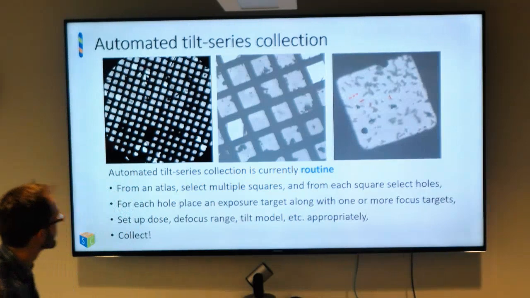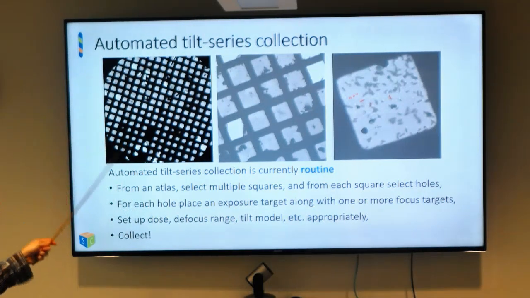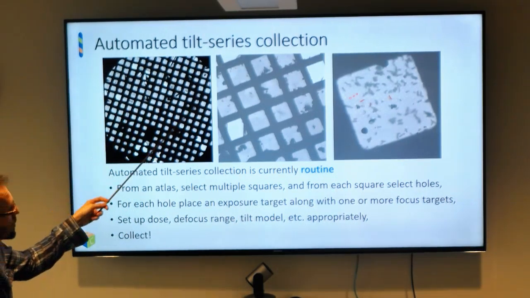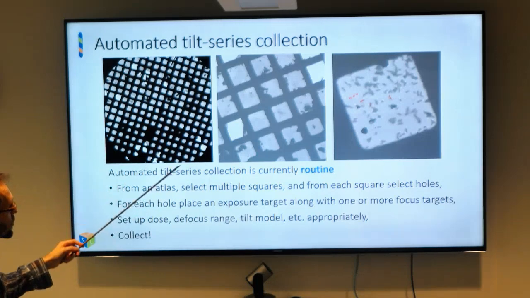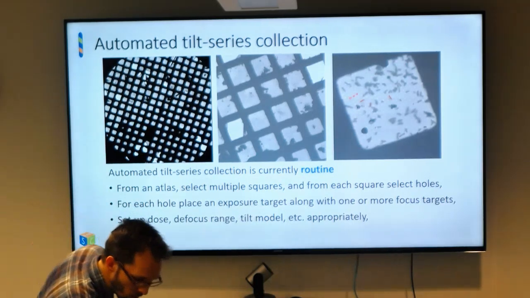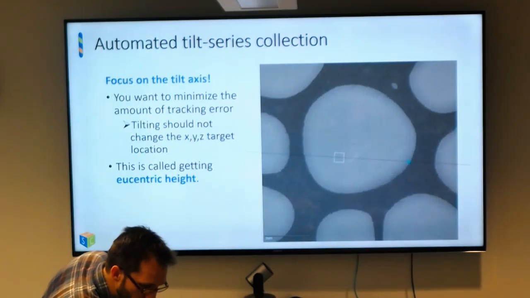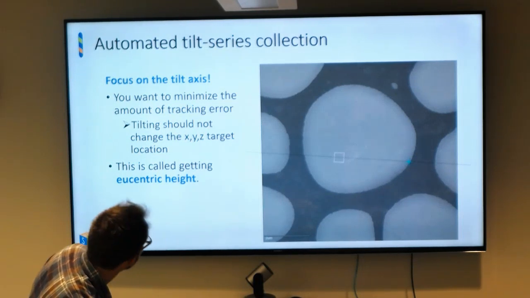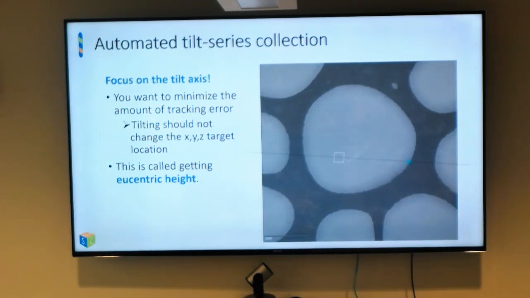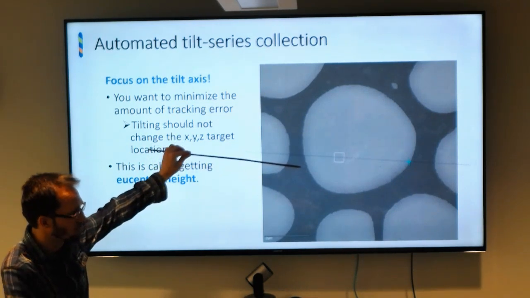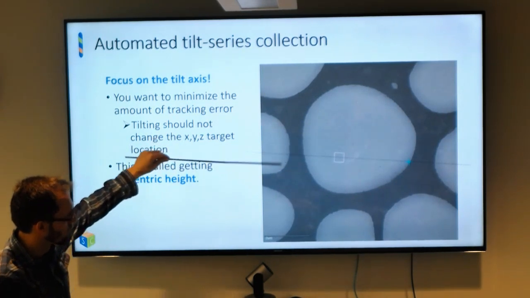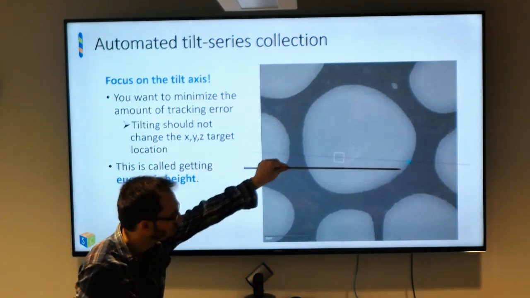Okay, here is the general procedure. Put in your grid, just like single particle, collect an atlas, zoom in somewhere, find your bacteria or whatever, and then go collect. Pretty easy, pretty standard. One thing you need to know if you're ever doing tomography collection is where your tilt axis is. This will allow you to put your focus on the tilt axis.